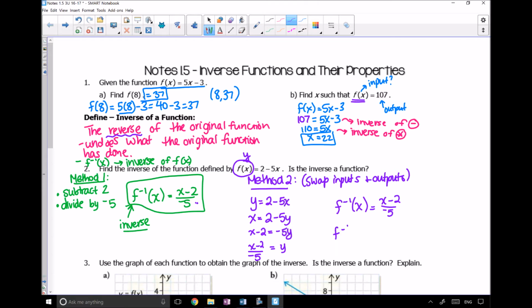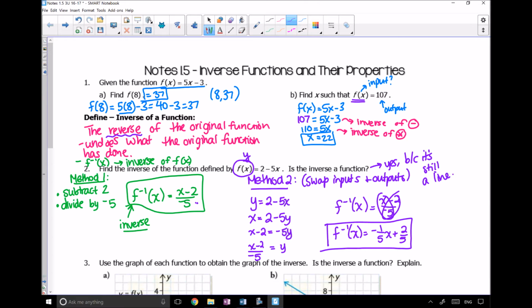Or if I want to, I'm allowed to divide the x by negative 5 and divide the negative 2 by negative 5. So I would get negative 1/5 x, and then negative 2 over negative 5 is positive 2/5. So my resulting inverse is still a line because it's in the format y equals mx plus b. So is the inverse a function? Yes, because it's still a line. It won't always happen that way, but in this example it does.